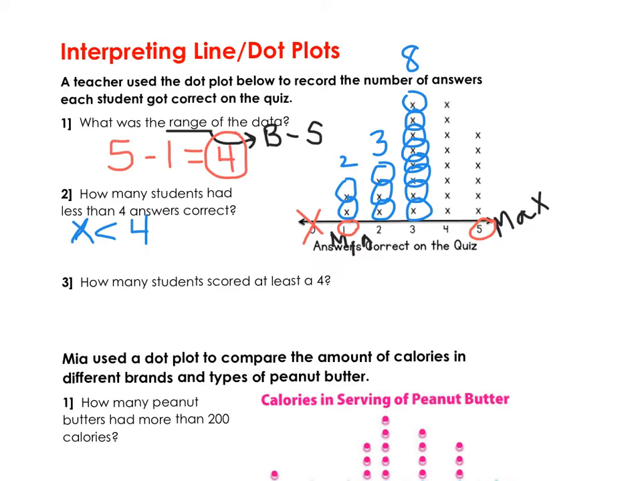So it says how many students had less than 4 answers correct? Less than 4 means we're not going to include the 4. Our answer would be 13 students. Remember, reading the information off dot plots is like reading an inequality. You have to decide whether you're going to include the 4 or not, or whatever number it is. Remember, if there's no line underneath it, it means we're not going to include that value. If there is a line underneath it, then we are going to include that value. So we just have to be really careful with that.